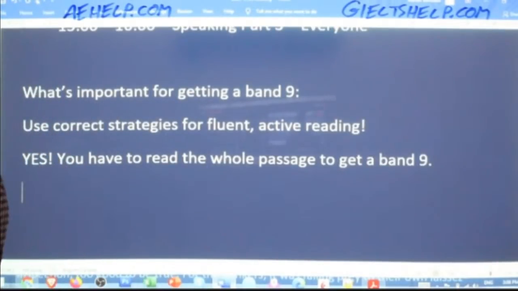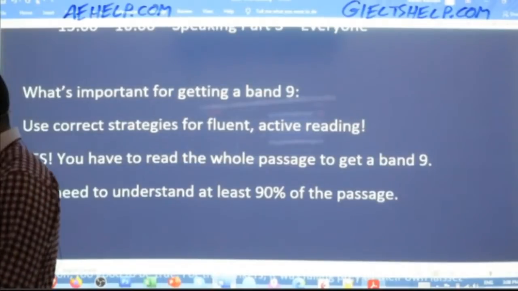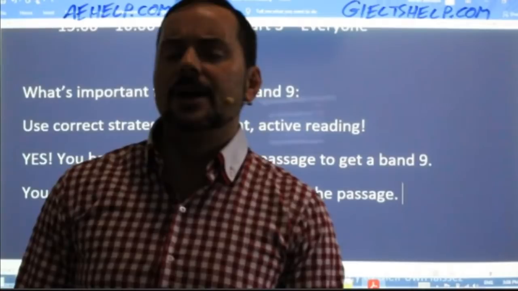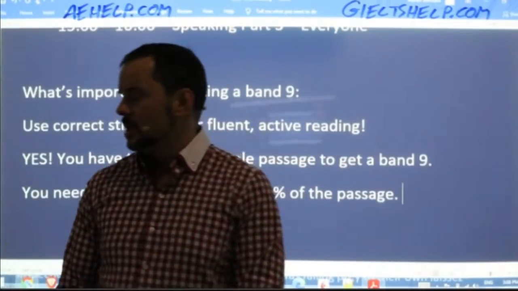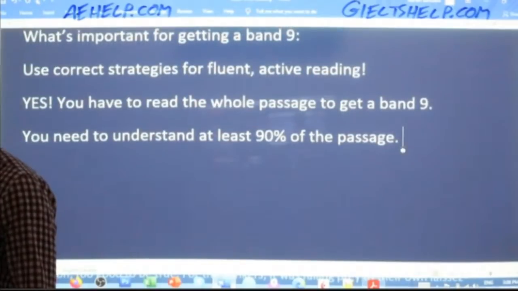And to get a band 9, you need to understand at least 90% of the passage. Okay? That is really, really important as well. Okay, so you do have to have a lot of understanding of the passage. So to get a band 9, those are all kind of important steps.